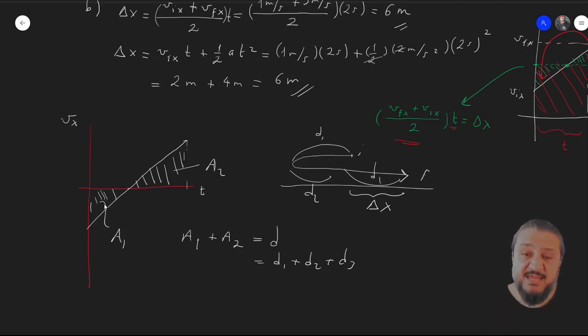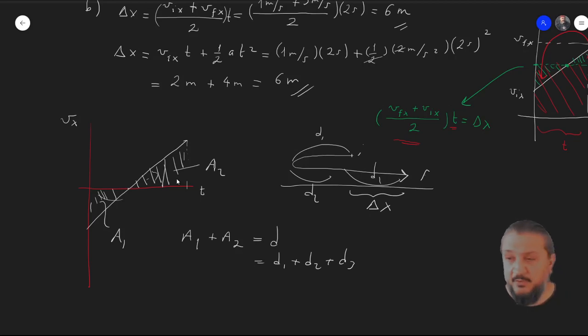So if you subtract a1 from a2, all right, if you do that, you may find the actual displacement, okay? So be careful with this, all right? Be careful when you have negative velocities. All right, so this was number 10.